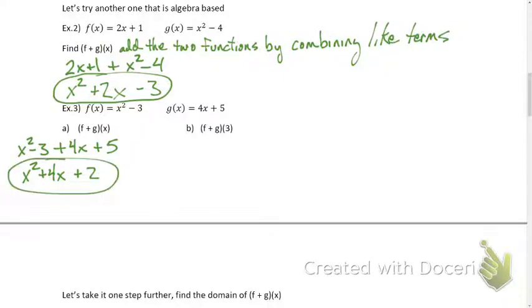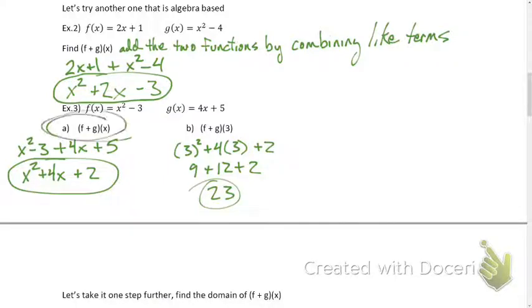And that's it. For part B, they want us to plug in 3 in place of x. So 3 squared plus 4 times 3 plus 2. And we end up with 23. So far, I hope it's very simple. The notation, like I said, is a little confusing, but you just combine the two functions.